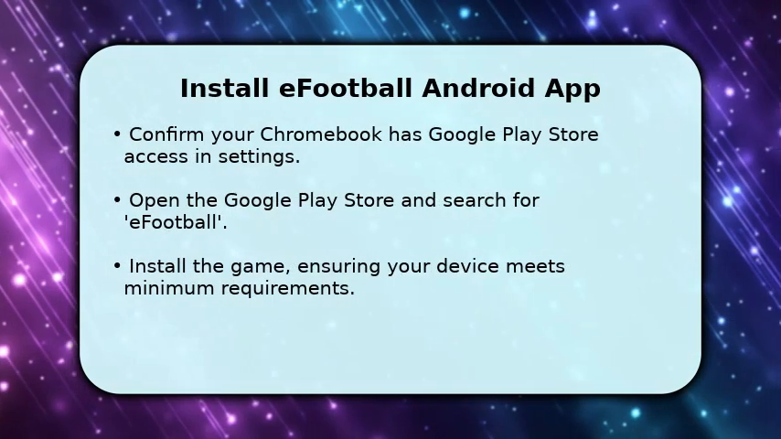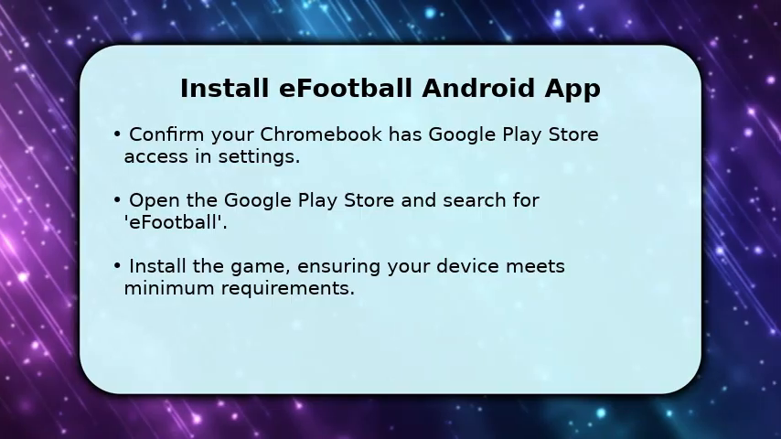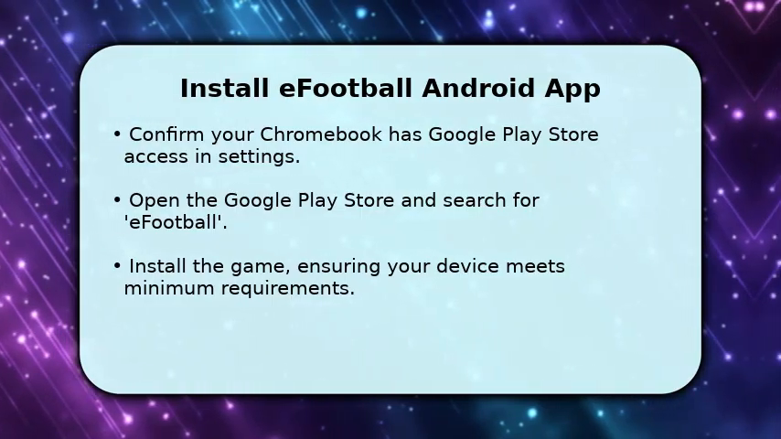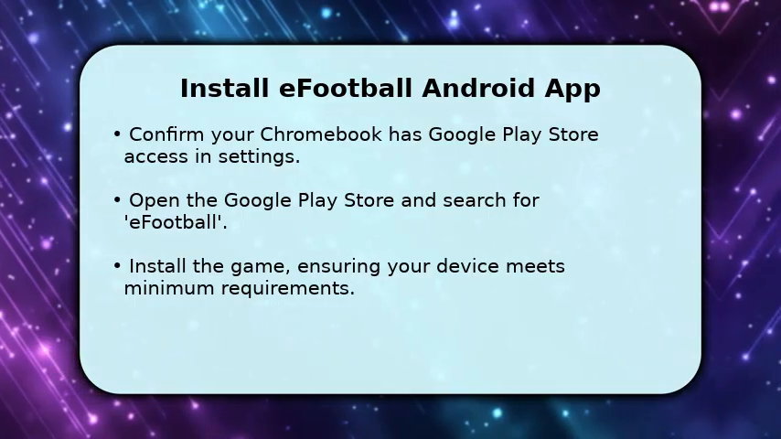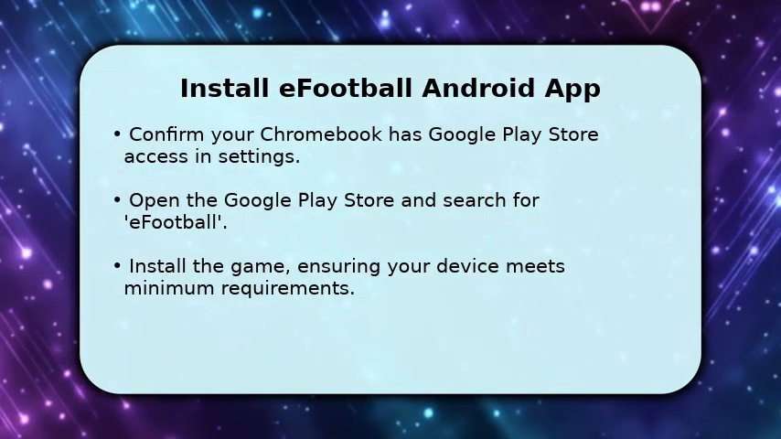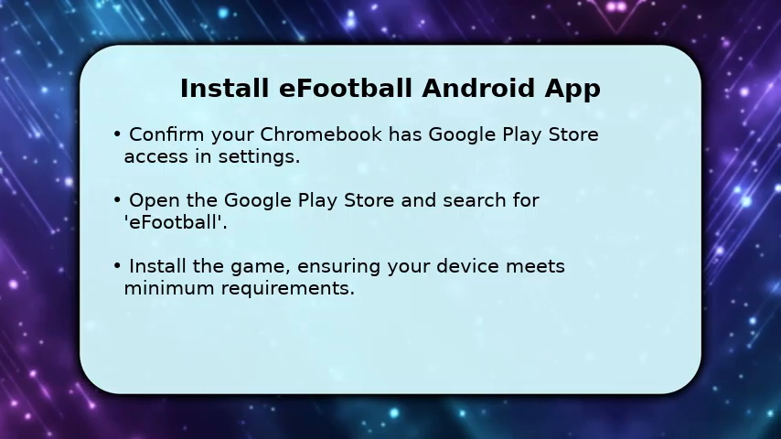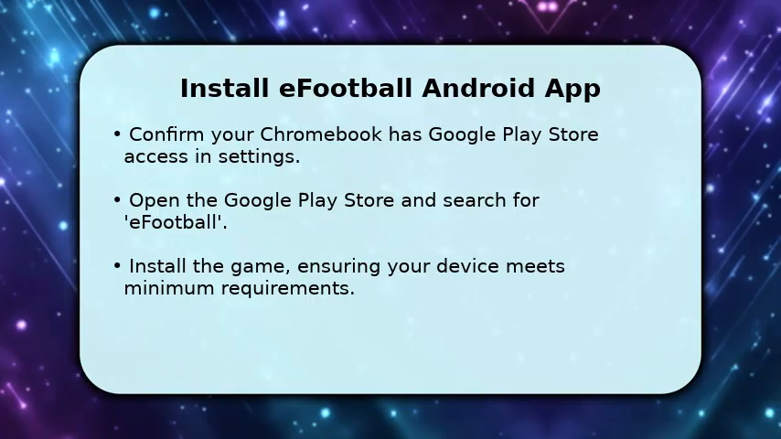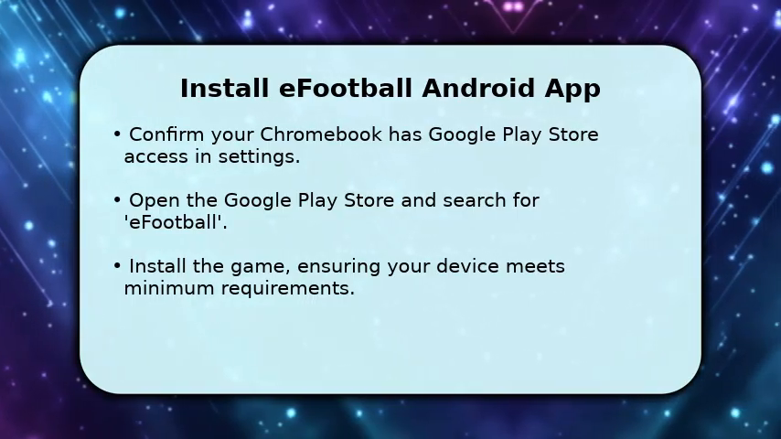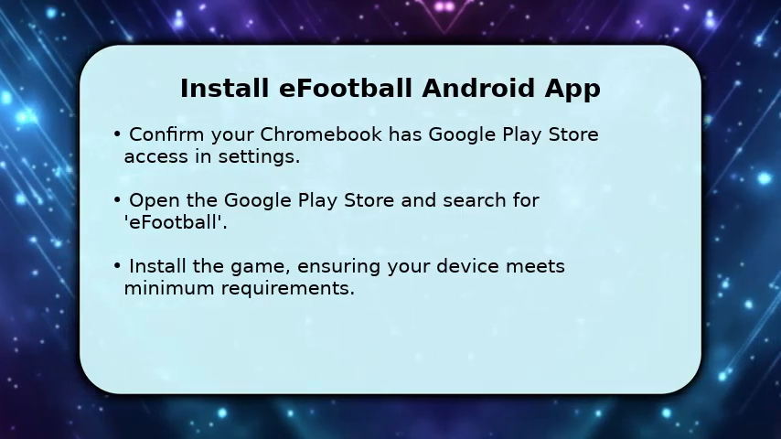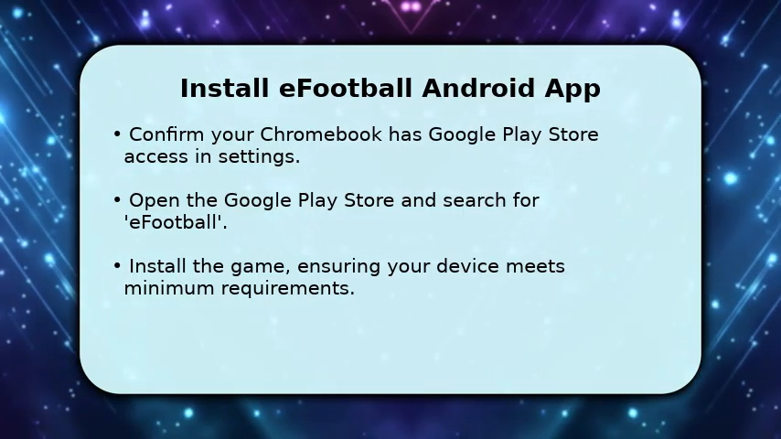The easiest way to play eFootball is by installing its Android app. First, check your Chromebook settings to ensure it supports Android apps and has the Google Play Store enabled. Most newer Chromebooks do. Once confirmed, open the Play Store, search for eFootball, and simply tap Install. Remember, your Chromebook should run Chrome OS and Android 9.0 or newer, have at least 4 GB of RAM, and 3 GB of storage for optimal performance.